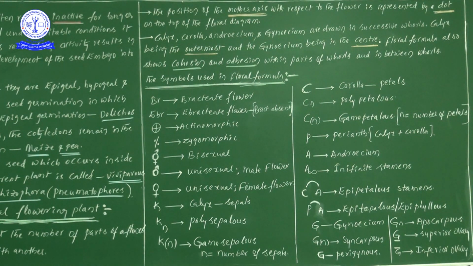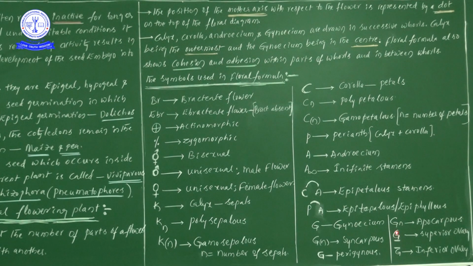Next one is G. G means gynoecium, so the symbol for gynoecium is G. Here the gynoecium is syncarpous, that's why the n is there within the bracket. Next, suppose brackets are not there, that means apocarpous. Here the brackets are not there, so apocarpous gynoecium.